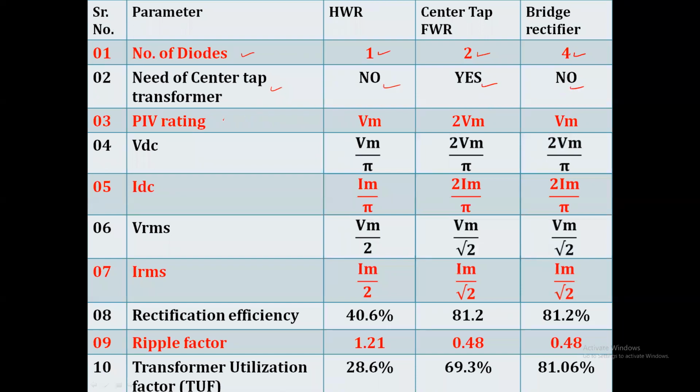Then PIV rating. Half wave rectifier circuit, a normal transformer is used, that's why the PIV rating is VM. Center tap full wave rectifier circuit, a center tap transformer is required, 2 cycles are generated, so the PIV rating is twice VM. And for the bridge rectifier circuit, it becomes VM. Get my point?